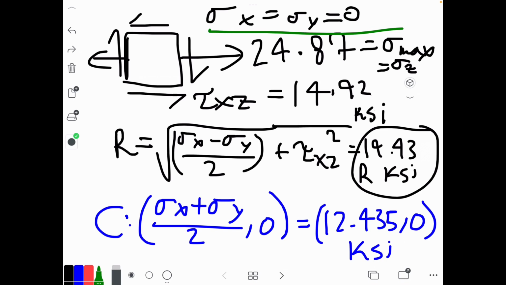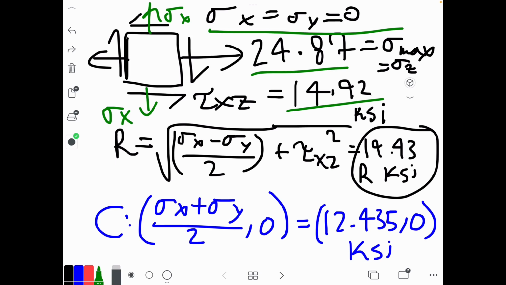So this part is actually our sigma x. We don't have anything added vertically for us, so we don't have sigma y also. All we have is sigma x, which is our normal stress in the z direction, 24.87. For our shear stress, we already found it. It was our torque, so it's 14.92, and it's positive.